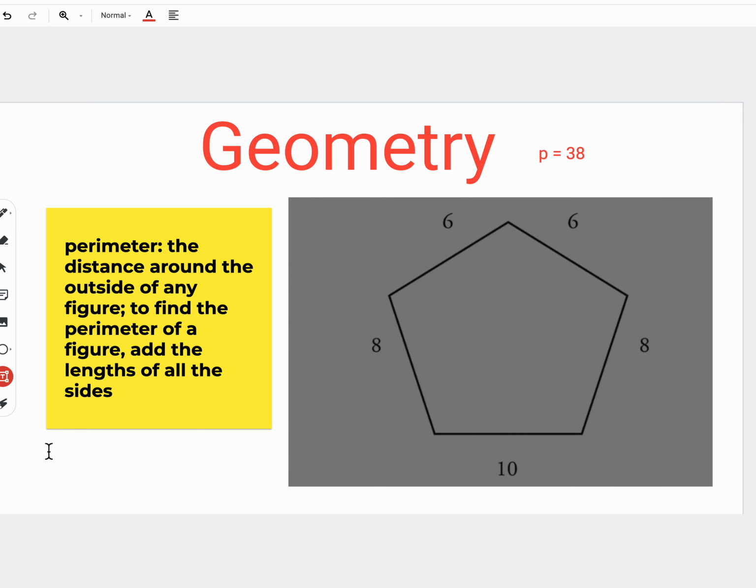Our formula for perimeter is P equals side plus side plus side until you run out of sides.